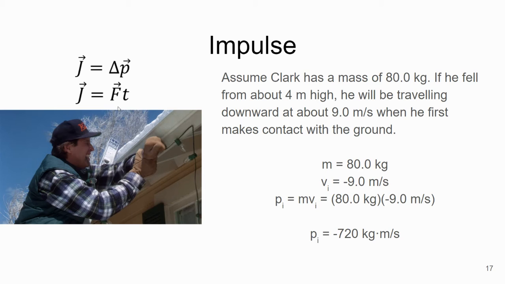So I just did some numbers. Let's say that Clark is 80 kilograms in mass. He's going to fall from about 4 meters high. And right before he hits the ground, he's going 9 meters per second downwards. If we want to figure out his initial momentum, which is to say his momentum right before he hits the ground, these are the numbers you would plug in. P initial equals m times v initial. So that's 80 kilograms times negative 9 meters per second, because he's going down, so it's a negative velocity. So the initial momentum is negative 720 kilograms meters per second.